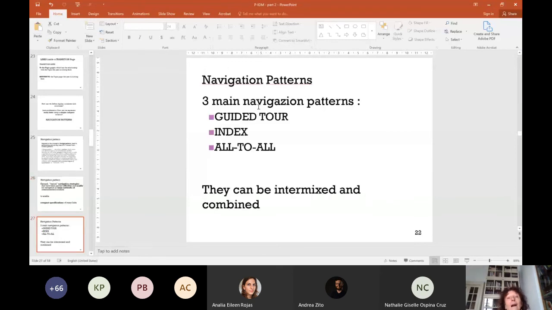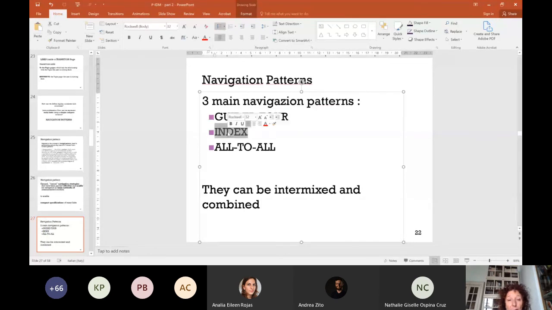And the navigation patterns are related to the problem of how can I explore many things, a set of many pages. So it's related to the idea of set of pages. A set of pages can be the pages originated from a group, or a set of pages originated from a relevant relationship. Okay, so when I have a group of pages that belong to a group in some way, or they are derived from a group, or when I have a set of pages that are a set because they have a relevant relation, how can I navigate them? And we have three main navigation patterns: the tour, index, and all to all.